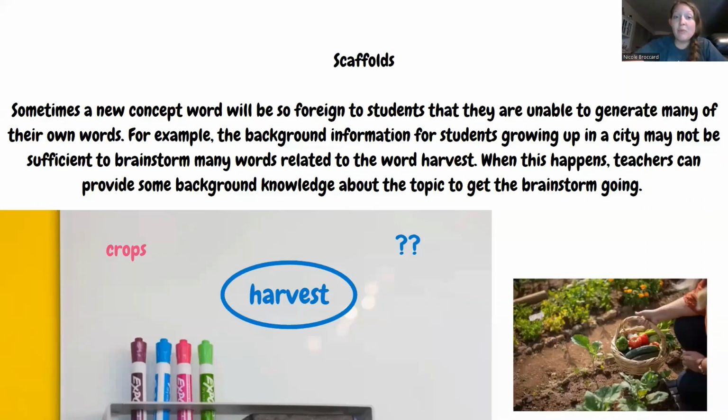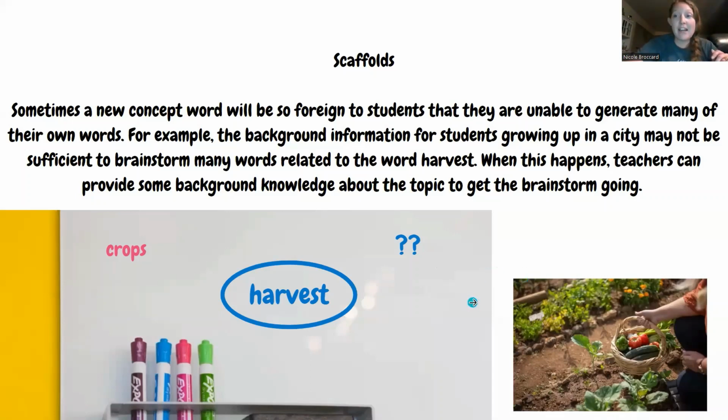Sometimes a new concept word will be so foreign that students are unable to generate many words of their own that are related. For example, the background information for students growing up in a city may not be sufficient enough to brainstorm many words related to the word harvest. When this happens, teachers can provide scaffolds. One scaffold is to provide background knowledge about the topic to get brainstorming going.